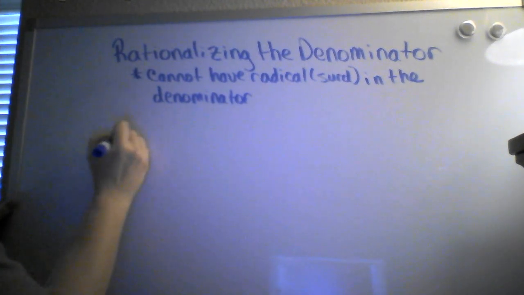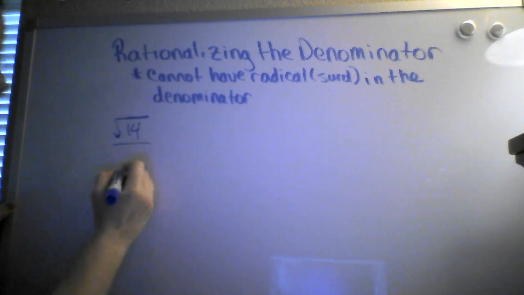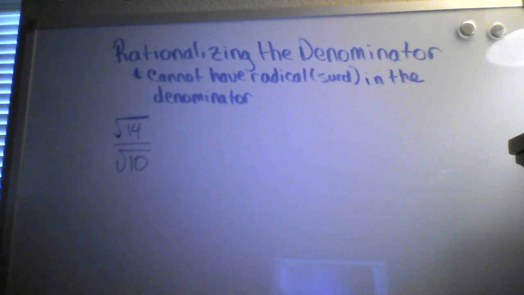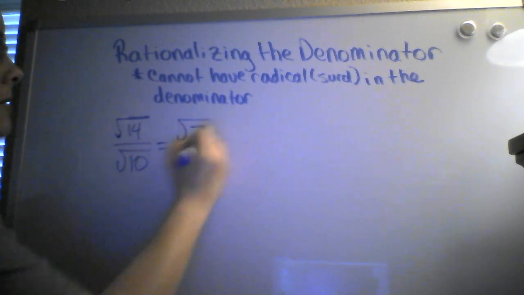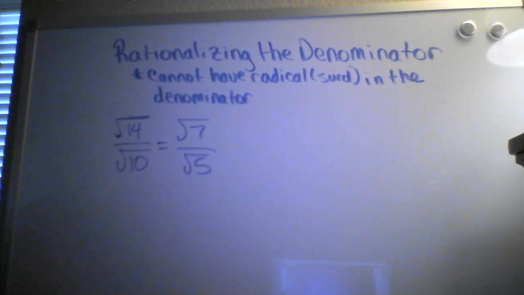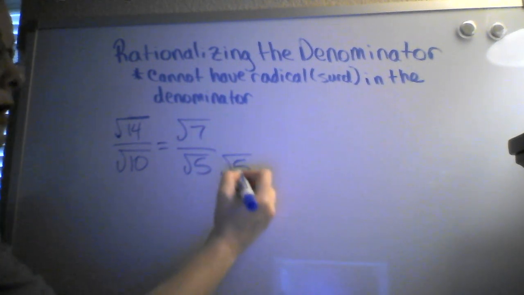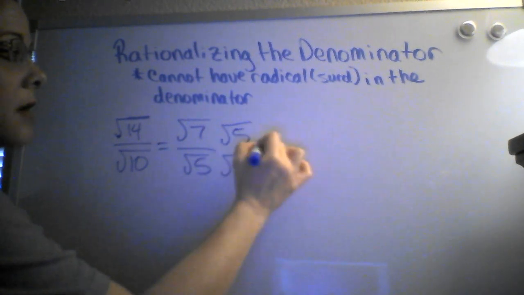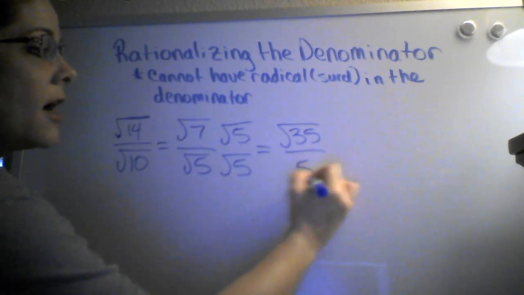Okay, let's say we have radical 14 over radical 10. Now, both of these are under a radical, so I could go ahead and reduce it to start out with. Okay, 2 goes into both of those. When I reduce it, it becomes radical 7 over radical 5. But I still have a radical in the denominator, so I have to rationalize it. Multiply it by itself. Whatever I do to the bottom, I have to do to the top. And that gives me radical 35 over 5.